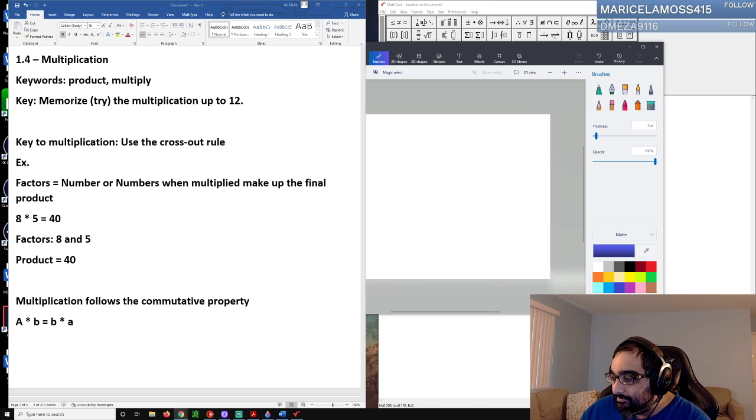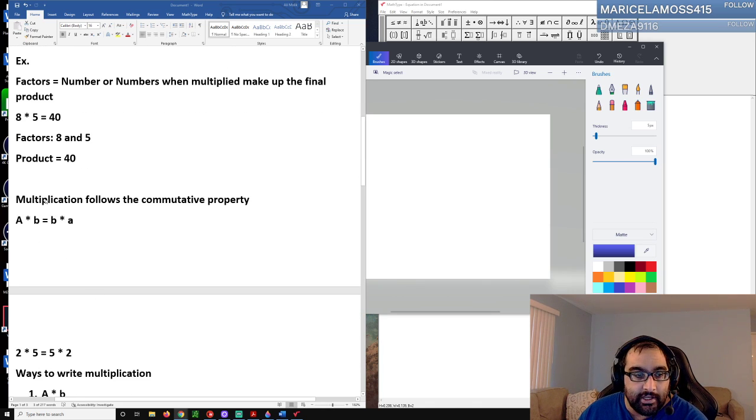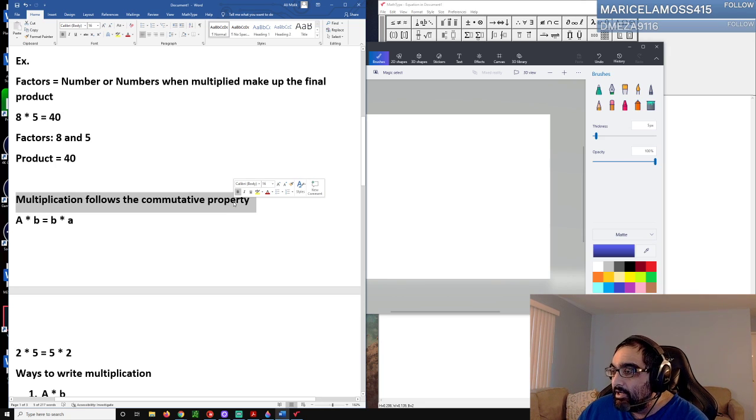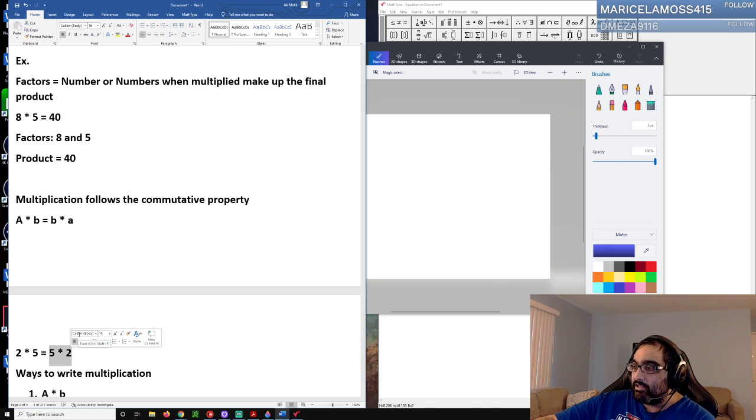Now the next part here, we can also talk about properties of multiplication. Multiplication follows the commutative property. Now we talked about that here in addition. If I took two numbers, a times b, like, as it says here, 2 times 5, 2 times 5 is 10. Now if we reverse the numbers around, 5 times 2, well, that's the same exact answer. So if I flip it around, I get the same result. It doesn't really matter. So it does follow the commutative property, and that's perfectly fine.